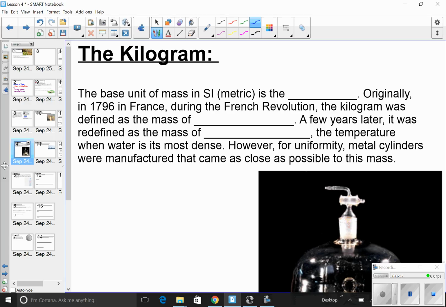In the SI system, or the metric system, the base unit for mass is the kilogram. Originally, the kilogram was defined as the mass of 1 liter of ice water. Well, that's kind of how the SI system works. They like their stuff to be related. So now mass, kilograms, is related to volume or capacity because it's related to liters.